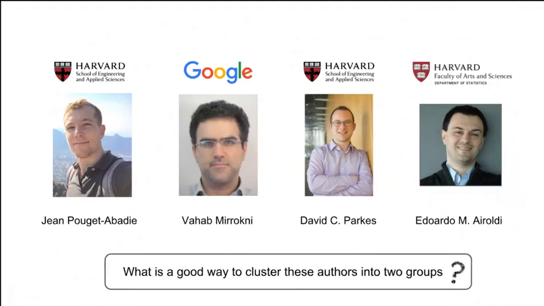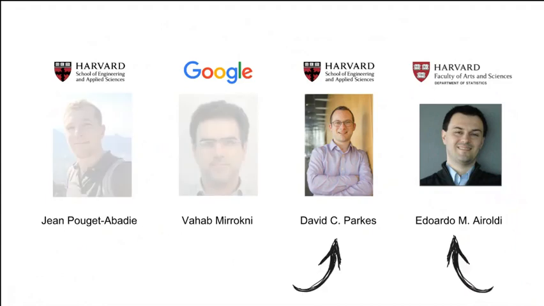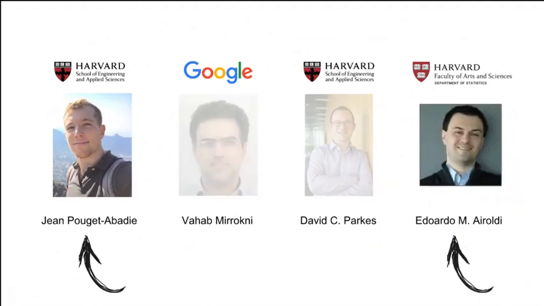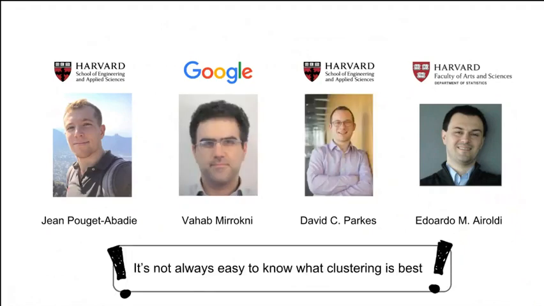There are several heuristics we could choose from. For example, David and Edo are both profs at Harvard, and Jean recently interned with Vahab. But it is also true that Edo is Jean's advisor. In practice, different heuristics lead to different pairings. It's not always clear what is the best way to cluster units together.